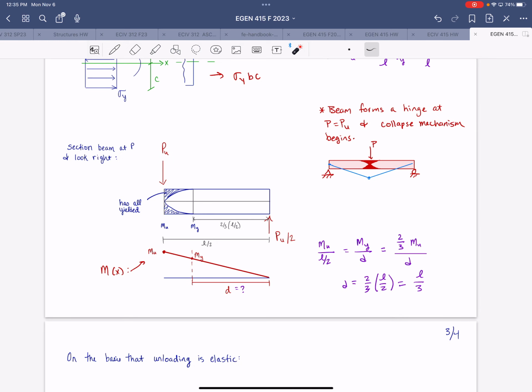So for this configuration and this loading, with the load at the center of the beam, a full third of the length of the beam on either side of that hinge has not yet yielded. So that leaves a third of the length of the beam in the center that has experienced some yield in its fibers.